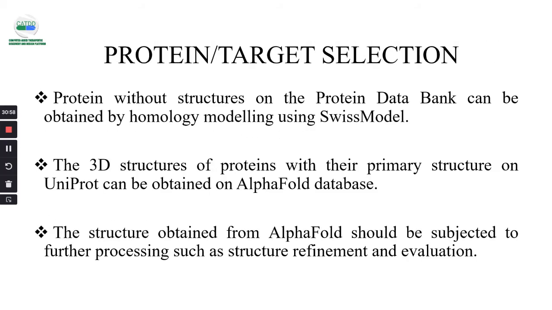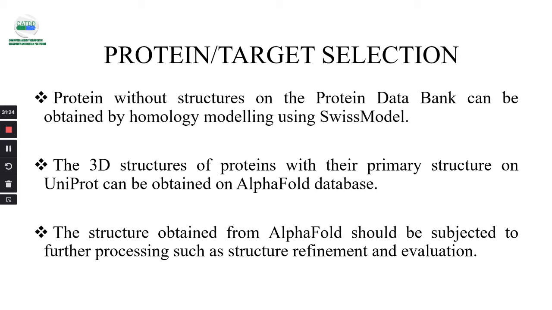So instead of you doing homology modeling or any other type of modeling, you just get the UniProt ID, go to the AlphaFold database, then you retrieve your structure. Or you go to UniProt, you just click on structures. You are going to see AlphaFold. That is the structure that was predicted using AlphaFold. Then you can easily retrieve your protein instead of doing homology modeling.